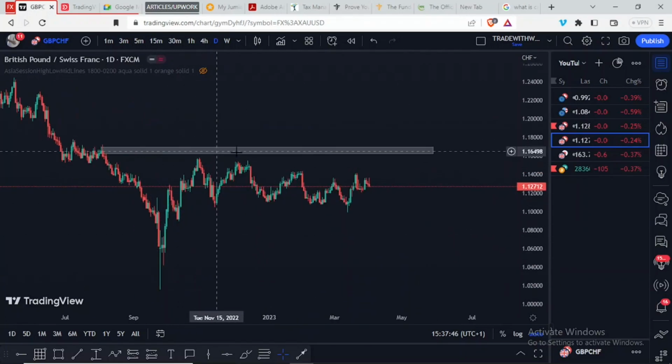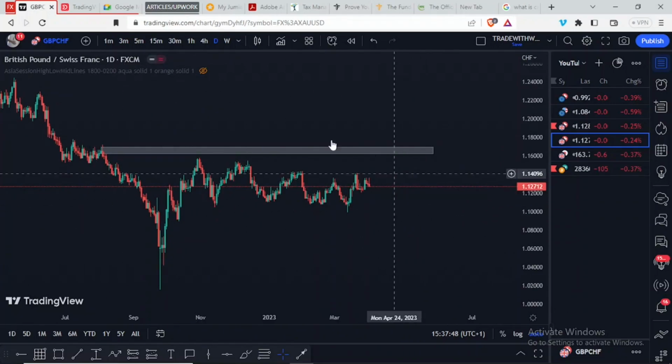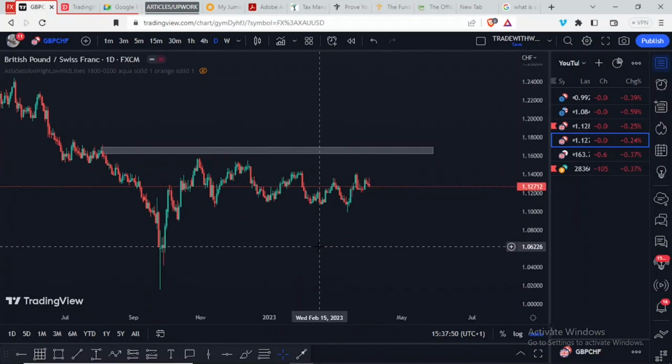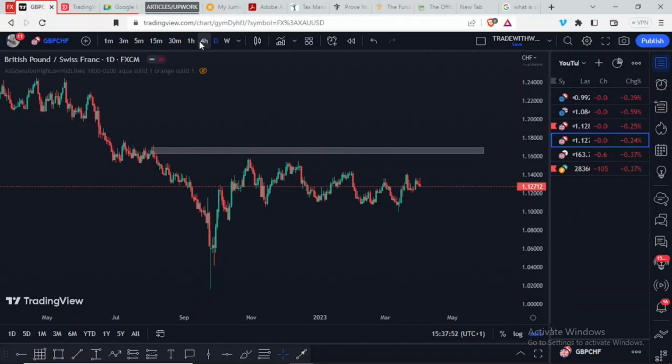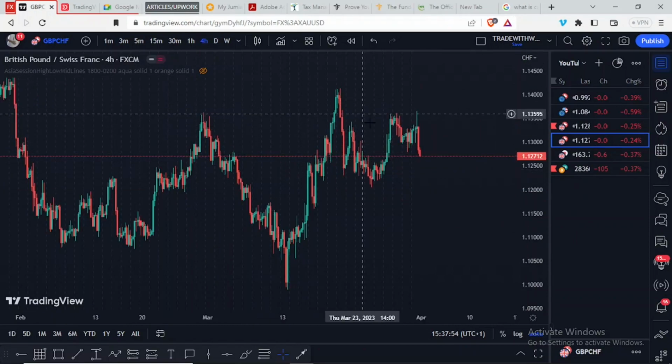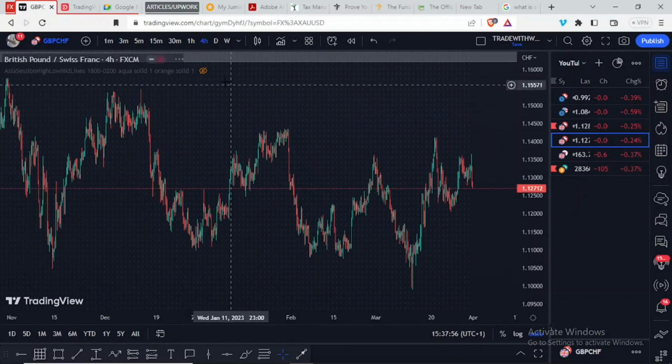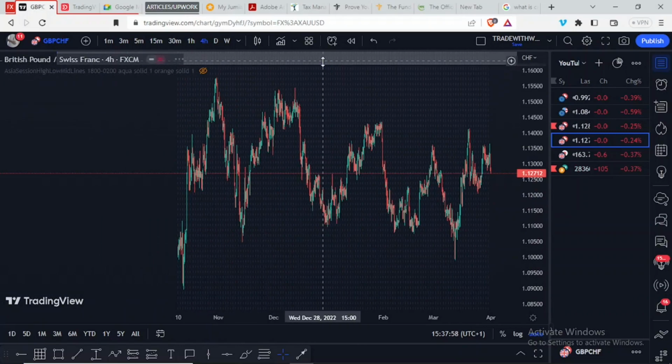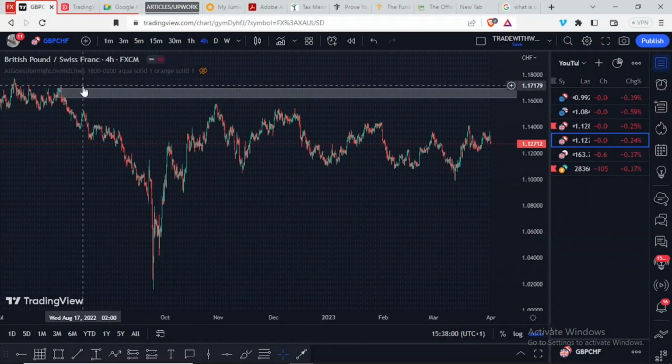But now there's no change of character yet. If there's a change of character, I would love to draw that out and the likes. Now let's go back to our 4-hour time frame. Remember, it's a downtrend, and then where are we targeting? We are targeting this extreme supply zone over here.